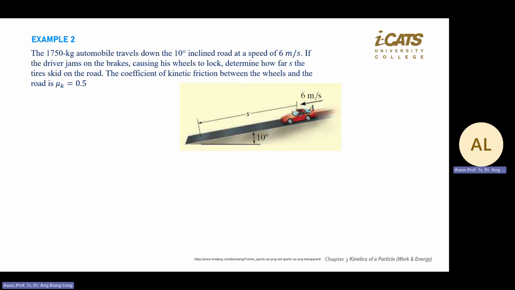You're given a mass travelling at a speed so and so. If the driver jams the brakes, causing the wheels to lock, determine how far the car skids on the road. The coefficient of kinetic friction is given. You want to find how far the car skids, right? Like a chapter 1 question actually, but in this case, you need to use the principle of work and energy. Okay, free body diagram.